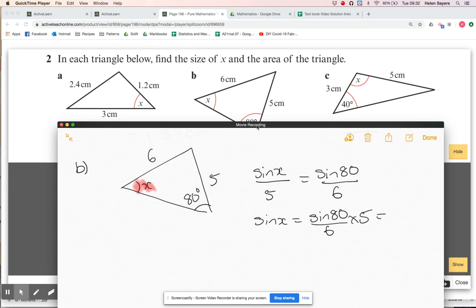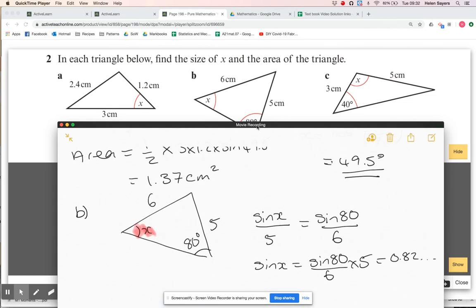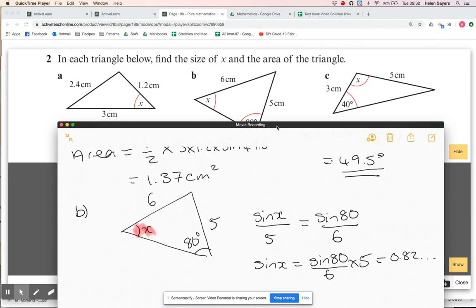So I'm just going to put that straight into my calculator. So sine 80 times 5 all over 6. So I get that as 0.82. And I'm just not going to clear that from my calculator. So let's just move up a little bit.